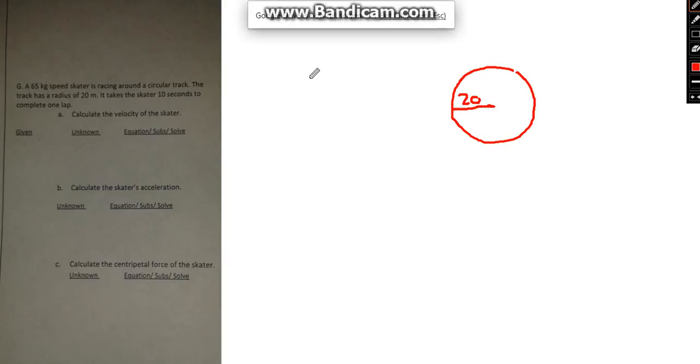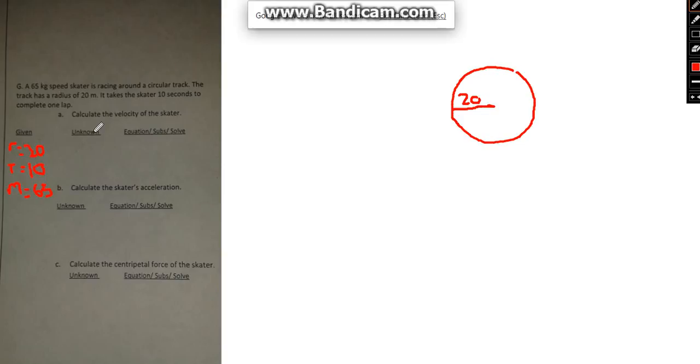All right. So what do we know? Well, I just told you that the radius is 20. The time is 10 for one rotation or one revolution. A revolution is just how many times it's taken something to complete a whole circle. And don't forget, we also know the mass, which is 65. Right now, it wants us to calculate the velocity.